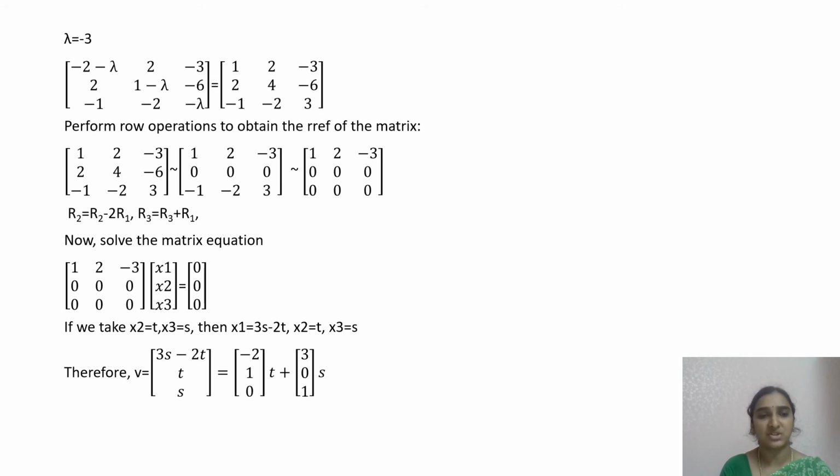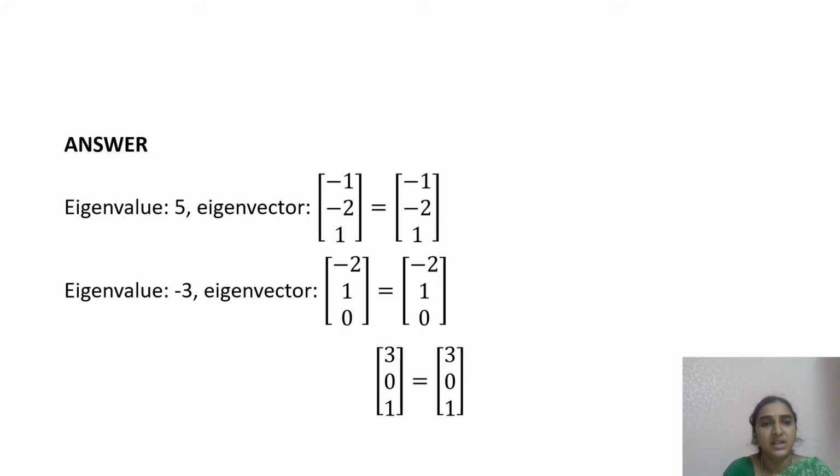Now solve the matrix equation. That is [1 2 -3; 0 0 0; 0 0 0] multiplied with a column matrix x1, x2, x3, and that is equal to the column matrix 0, 0, 0. If we take x2 is equal to t and x3 is equal to s, then x1 would be equal to 3s minus 2t. Hence our eigenvector would be 3s minus 2t, t and s. Hence for the eigenvalue 5, eigenvector would be minus 1, 2, 1, and for eigenvalue minus 3, eigenvector would be minus 2, 1, 0 and 3, 0, 1.